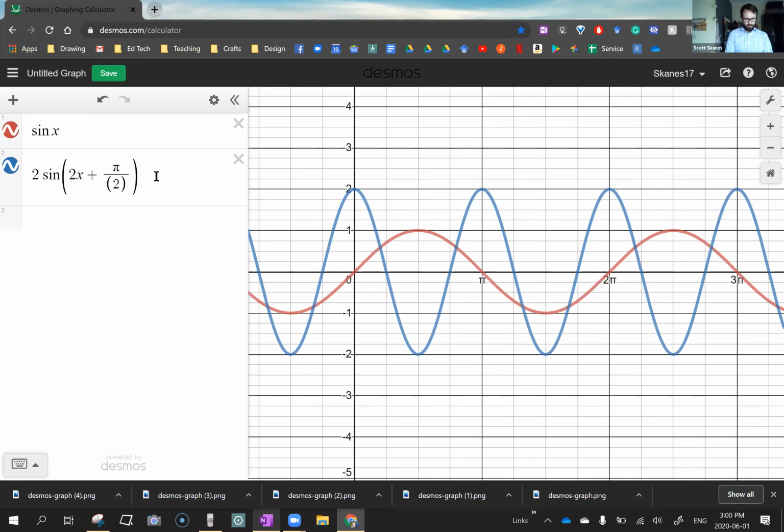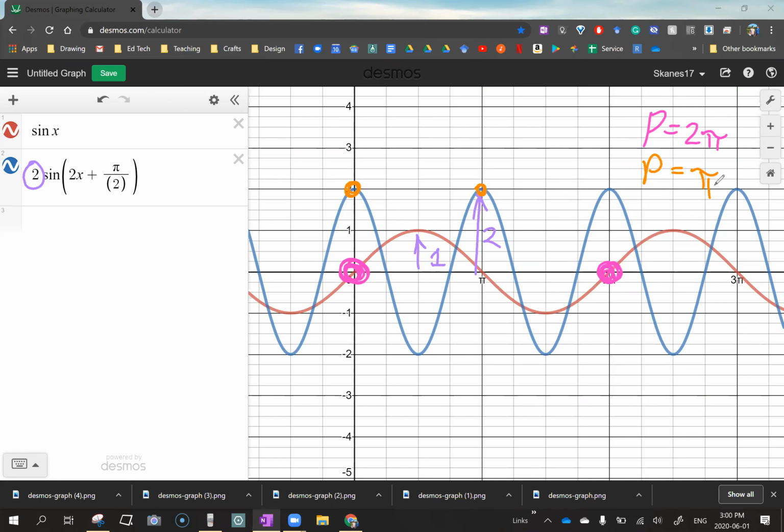What has changed? Well, I can see that the amplitude used to be 1. Now the amplitude is 2. So that's what this amplitude does. We've got that accounted for. The period used to be from here to here. The period used to be 2 pi. And our new period is 1 pi.